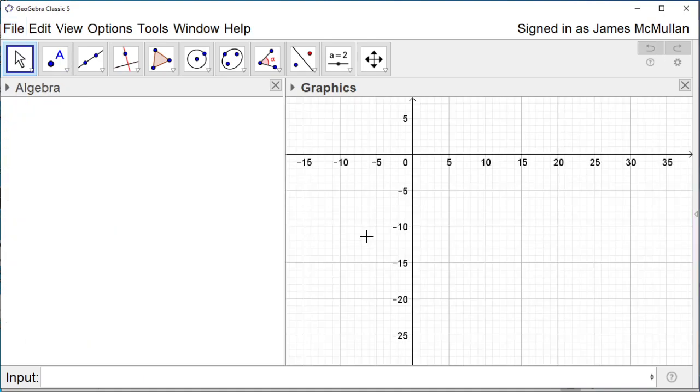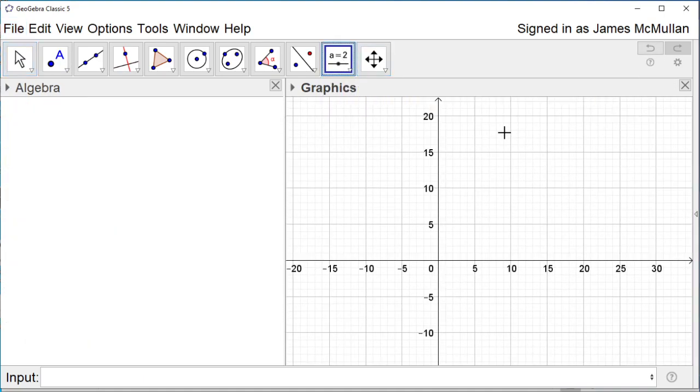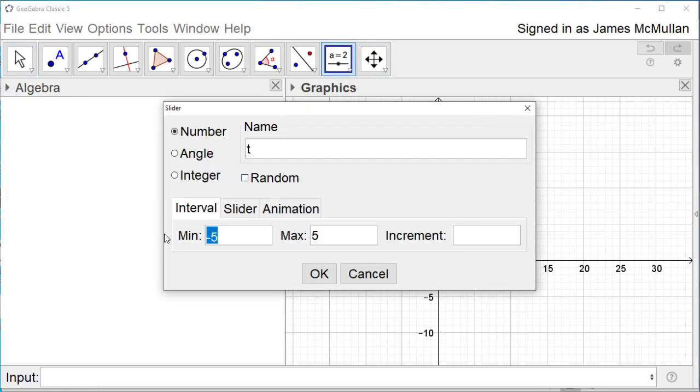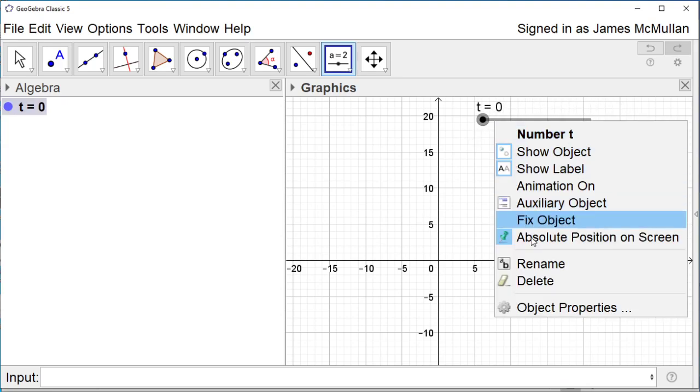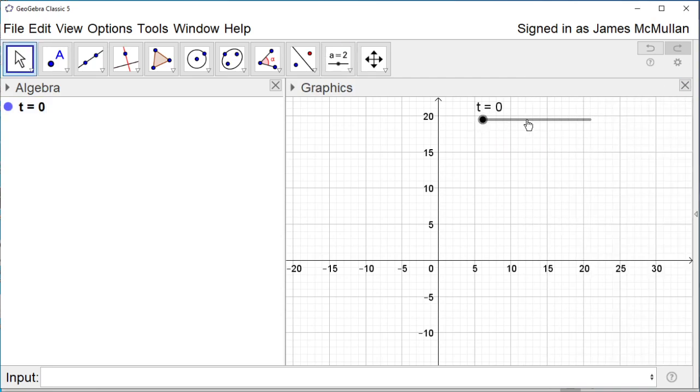Okay, anyway, the train question is a little bit different. Let's see what the train question looks like. So first thing I'm going to do is create a slider called T. It's going to be anywhere between 0 and 60, because I'm going to say it's 60 minutes. Actually, let's keep it in hours. I'm just realizing that probably makes more sense.